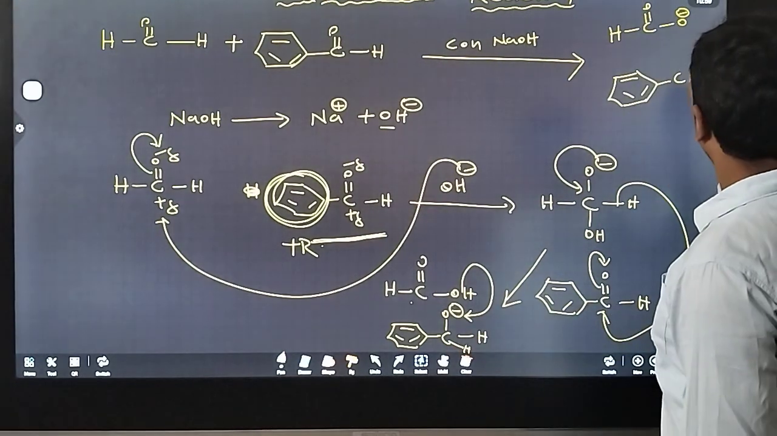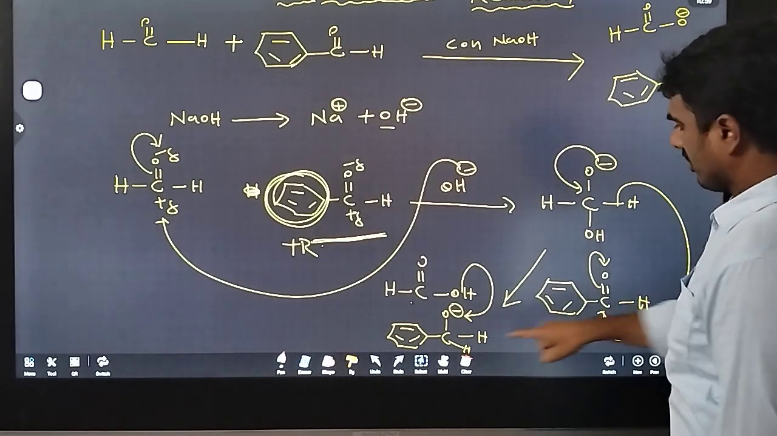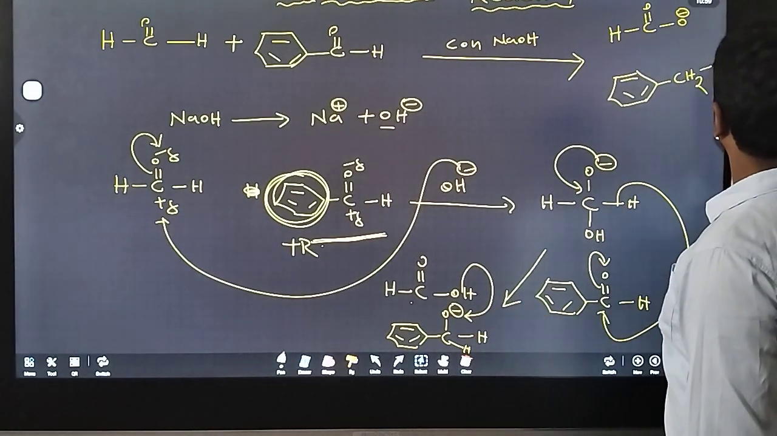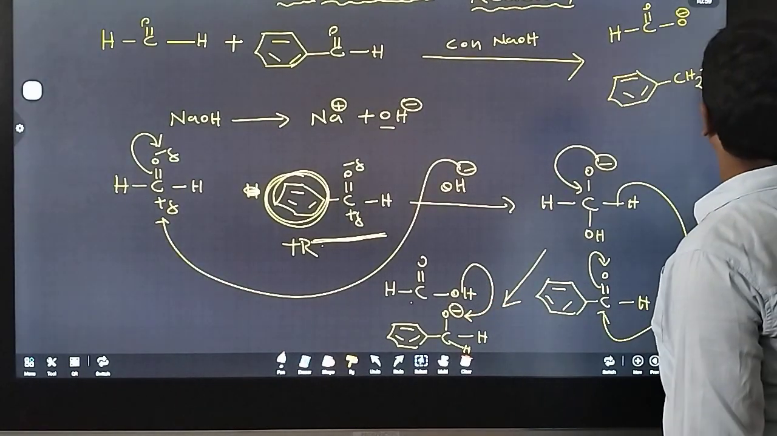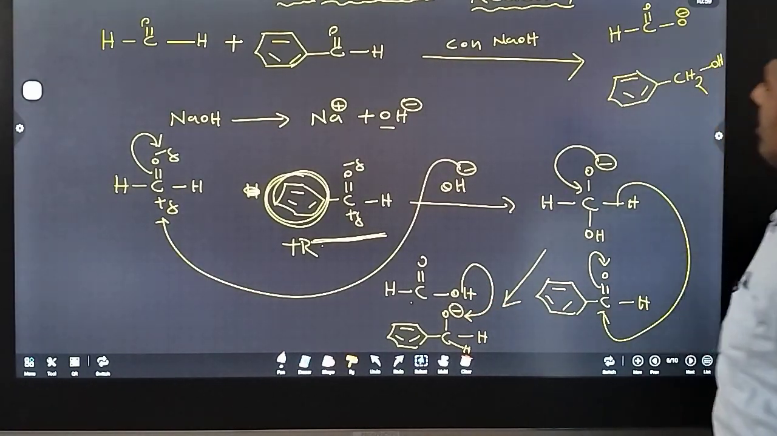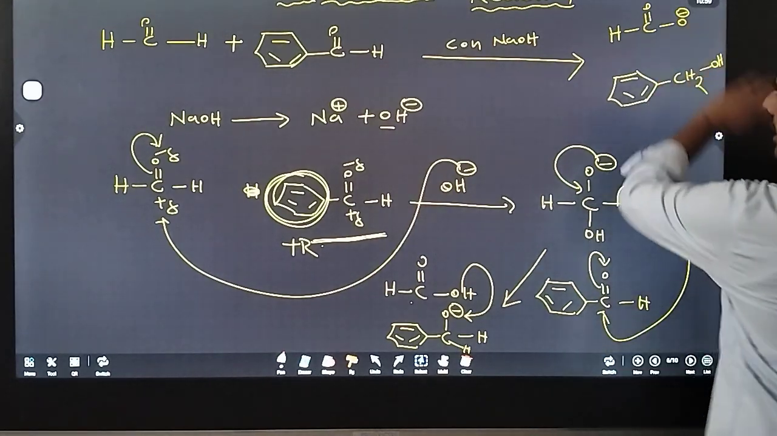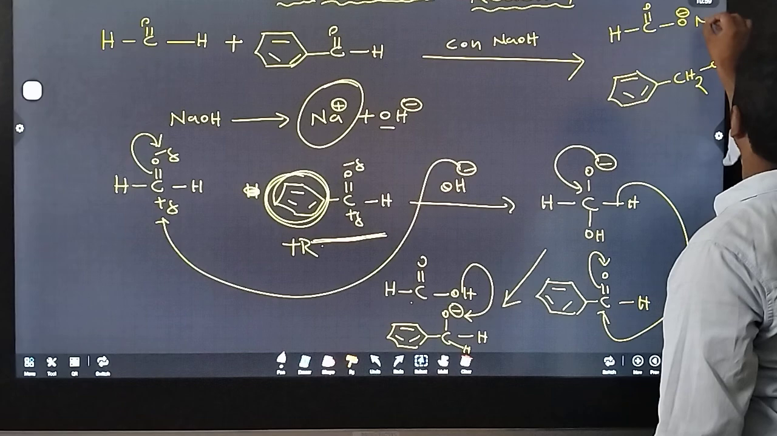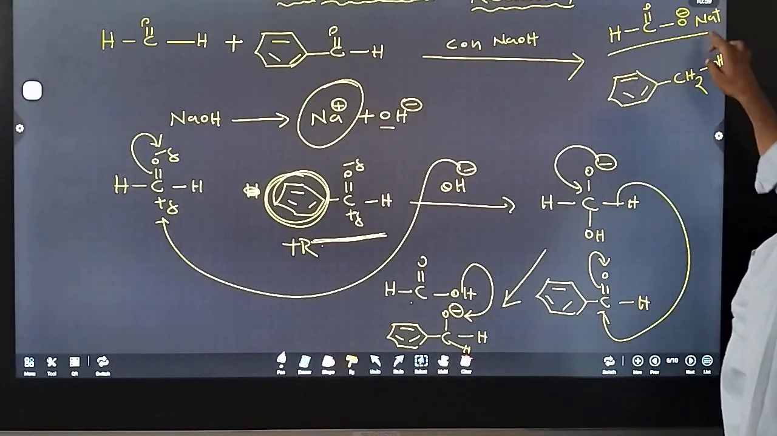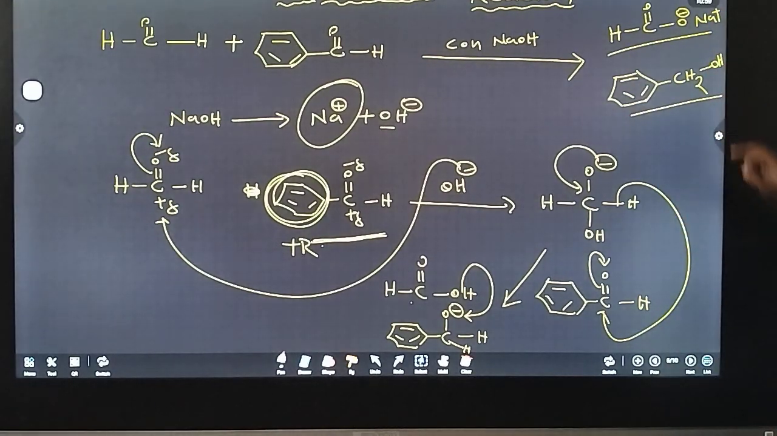This carbon has two hydrogens, then connected to oxygen. This provides the H plus ion. This H plus ion attacks on oxygen. So this is a benzyl alcohol. So here O minus, remaining part Na plus is there. This Na plus attacks on here. So this is the oxidized product. This is a reduced product.